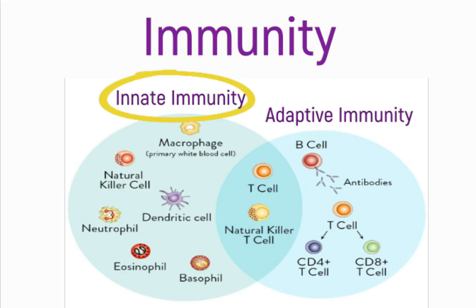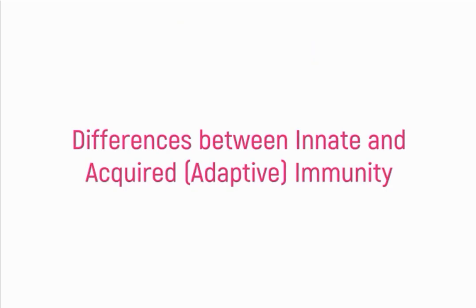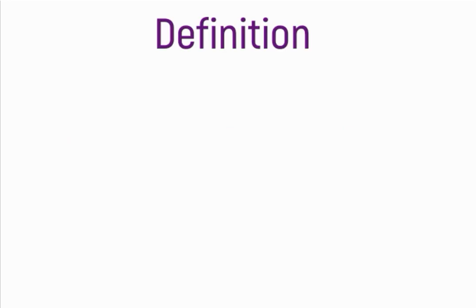But many pathogens can breach or resist the innate immune system. To clear such pathogens, specific and more robust adaptive immunity comes into play. Now we are going to talk about some of the major differences between innate immunity and adaptive immunity.